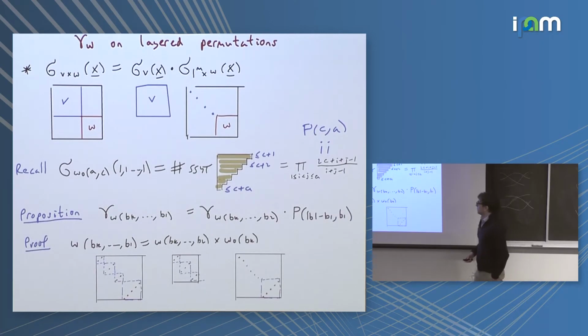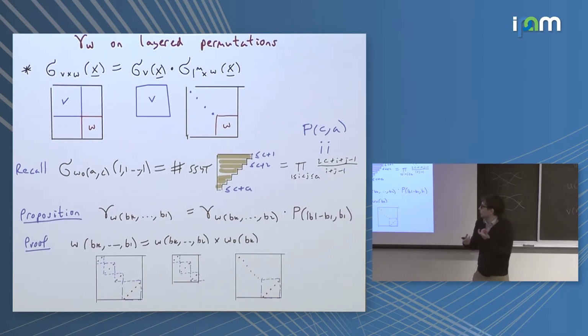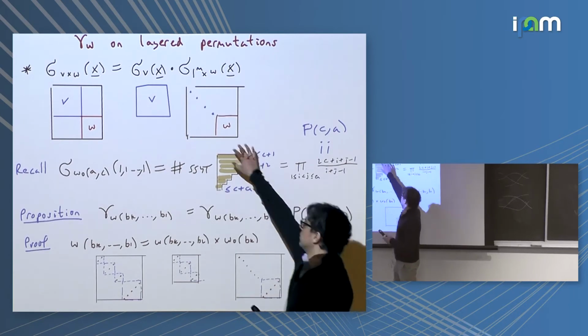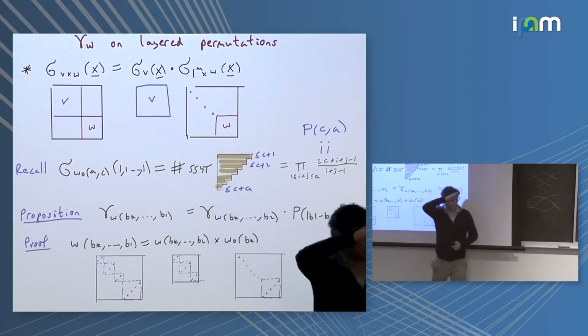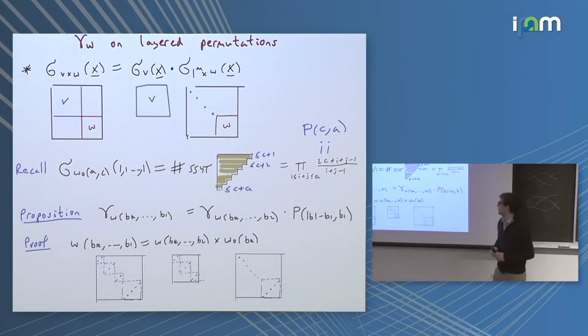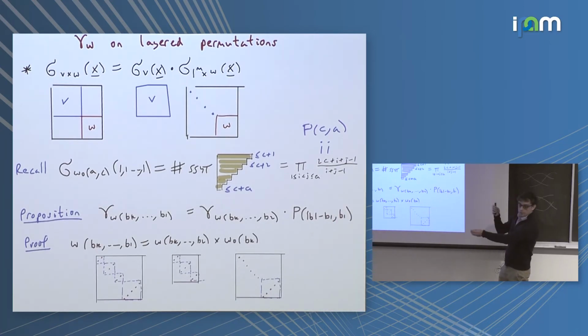Okay, so let's sketch the proof. If your permutation is the direct sum of two permutations v and w, then the Schubert polynomial is just the product of the Schubert polynomial of v and that of w shifted by the size of v, so you just add as many fixed points as the size of v. This follows from the definitions, or even from the RC graphs. Then the principal evaluations are the product of those two.